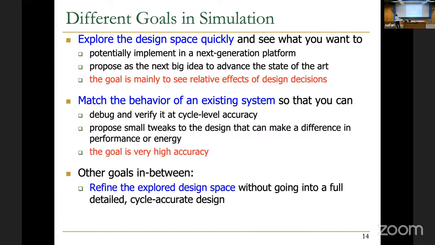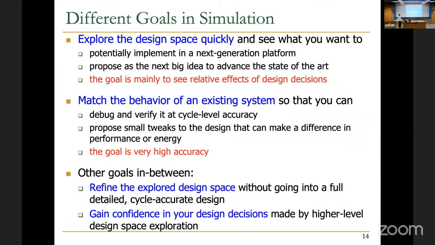There are also some other goals in between, like we want to refine the explored design space without going into a full detail, cycle accurate design. Imagine that you have thousands of parameters that you want to explore, but you want to refine them and pick, let's say, 10 important ones among them, and then do the detailed, cycle accurate implementation or evaluation or simulation among them. So you can have a high level simulator, which is not perfectly accurate, but it has enough accuracy to let you know that among all these parameters, these are the most important ones. And you just need to focus or care about these parameters. So people are using simulators or high level models sometimes to refine the explored design space.